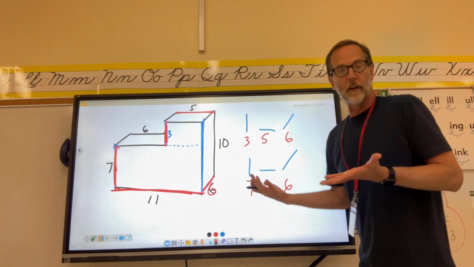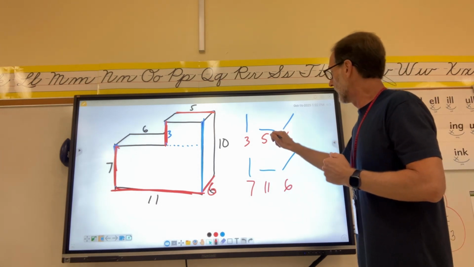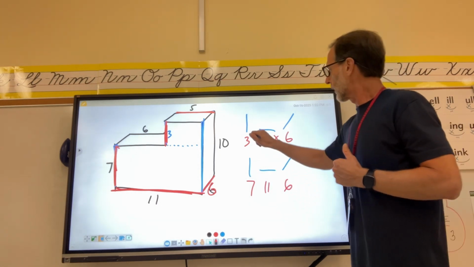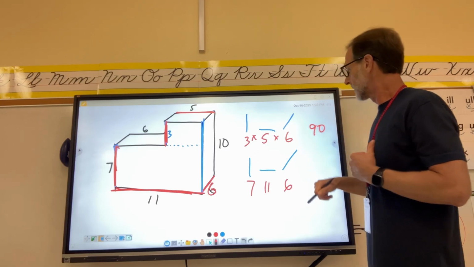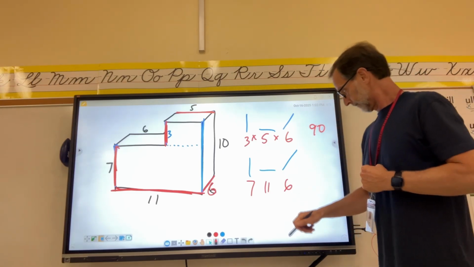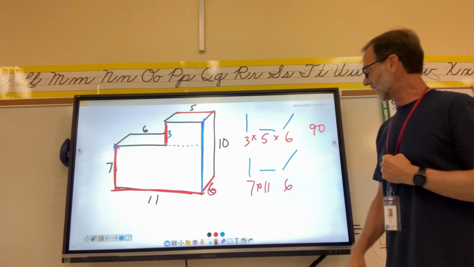So now we have to multiply to find our volume. I'm going to do this. 5 times 6 is 30. 30 times 3 is 90. Down here, 7 times 11 is 77.